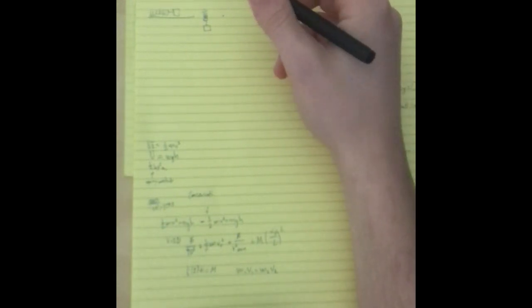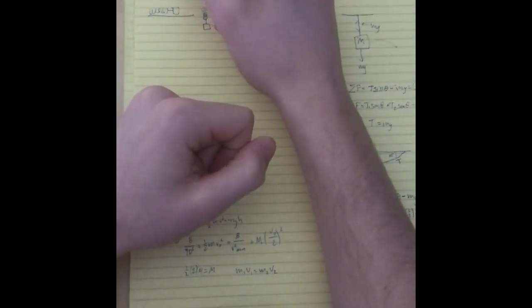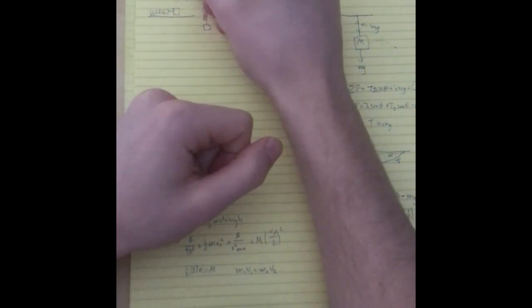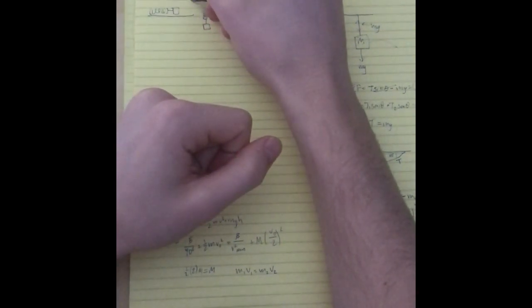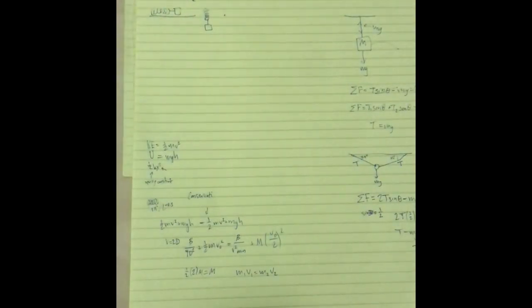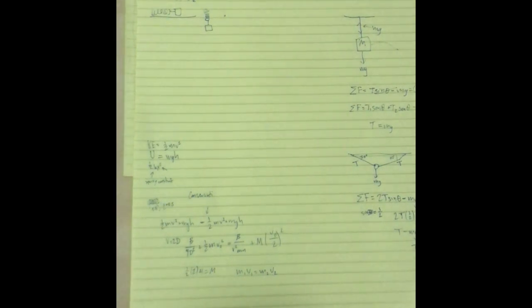So for that, we can use the equation T, which is the period, equals 2 pi times the square root of m over k, which is mass over spring constant. Okay, so now we're gonna move on to the problem here.